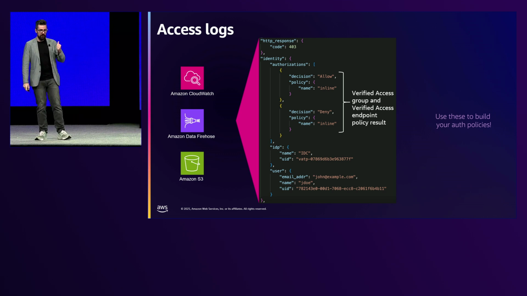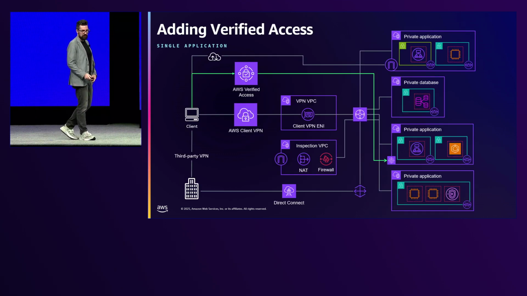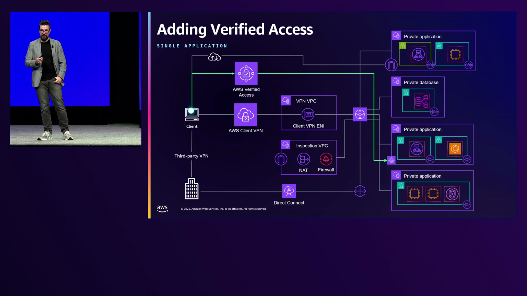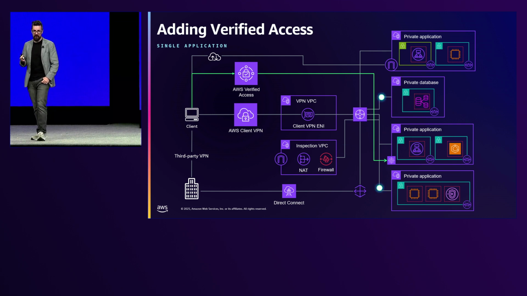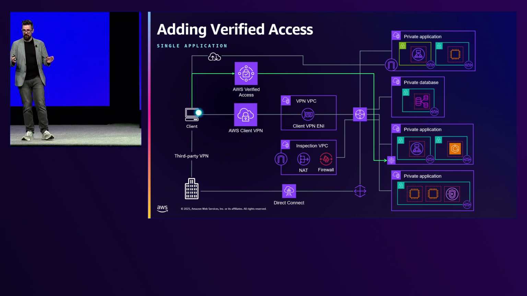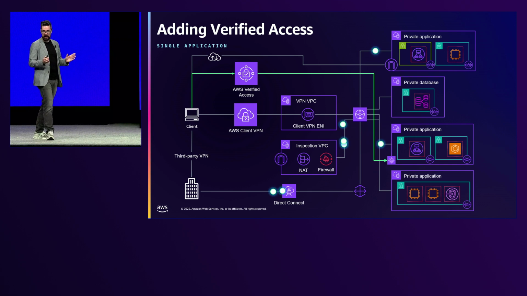So remember at the beginning I showed an architecture. Let's see what that looks like now. So I've added verified access. And it's important to note this just affects one application. That's my path for this particular application here. But everything else still requires the VPN. The rest of my traffic flows are not going to be affected as well.